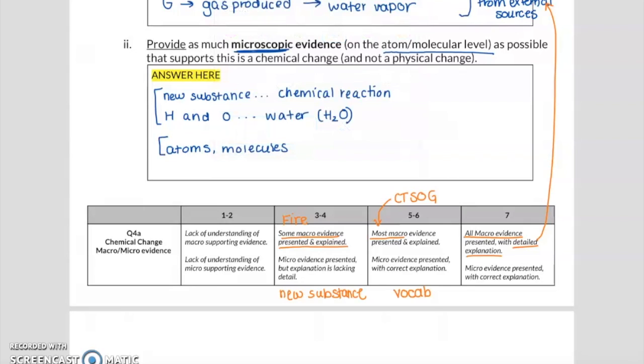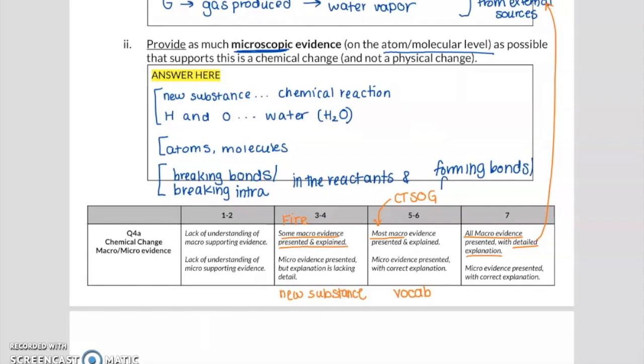This is where you could bring in the fact that you are breaking bonds. Or another way of saying this is breaking intramolecular forces in the reactants. And then you are forming bonds. Another way of saying that is forming intramolecular forces in the products. Showing that deeper understanding of bonds and or intramolecular forces would have earned you a 7.